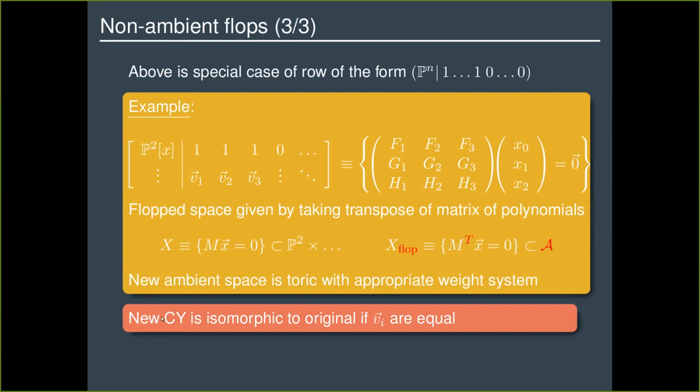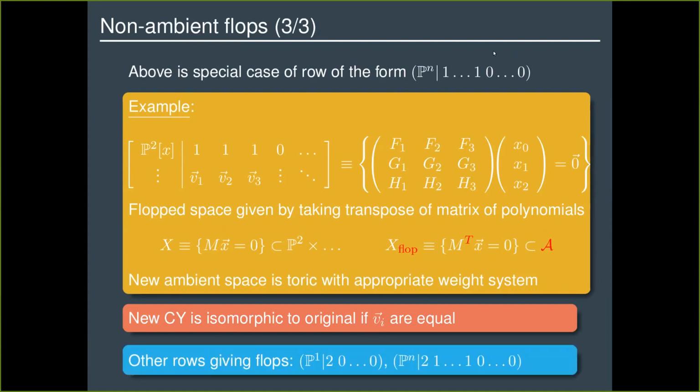And just as a slight aside, the new Calabi-Yau is isomorphic to the original if these vectors underneath the ones are equal. And we'll come back to that in a minute because we'll be able to exploit this fact. So if these columns underneath the ones are equal, then you see that transposing this matrix actually does nothing. So you can immediately see that this Calabi-Yau admits a flop to itself.